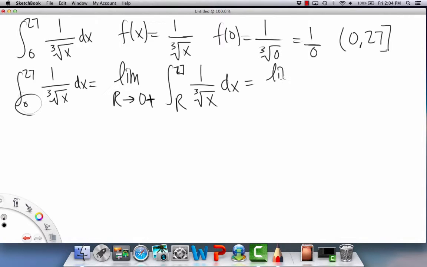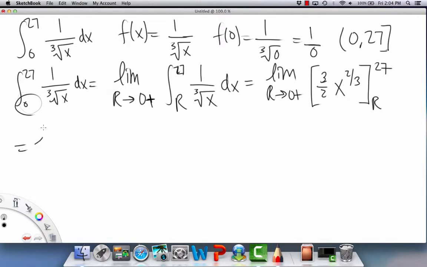So we're going to have limit as r goes to 0 plus. And this is x to the negative 1/3. So we're going to get x to the 2/3, and we have to have a 3/2 in front for it to cancel out when we differentiate. And this is evaluated from r to 27. Okay? And now we're just going to keep rewriting this limit in the front. It's very important. Okay, so when we plug in, we get 3 over 2 times 27 to the 2/3.